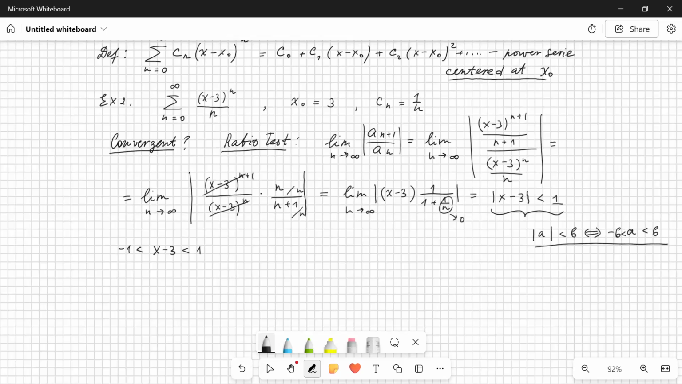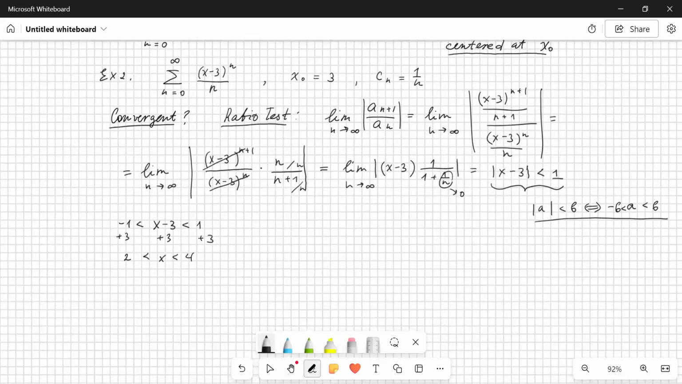Now, what can I do with this inequality? Well, I'm going to add 3 on all 3 sides, and I'm going to have 2 < x < 4. So, guys, I have an inequality for my x. I'm going to draw my x on a number line, and I'm going to draw 2 over here and 4 over here. And where is going to be the center of this interval?